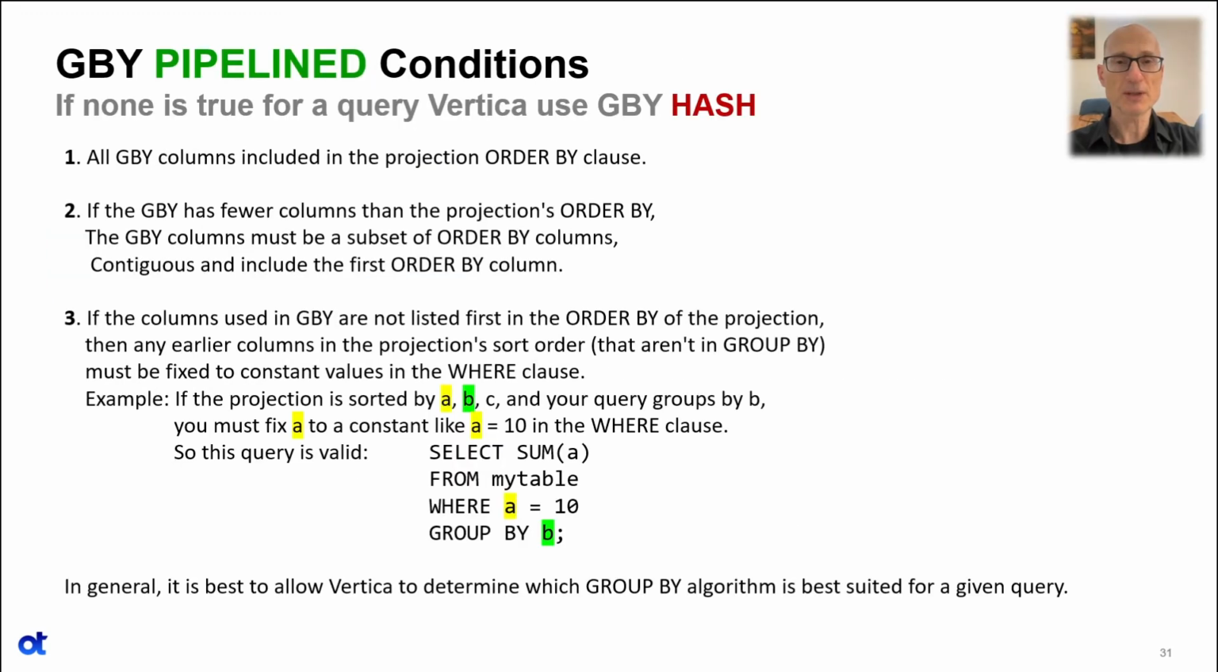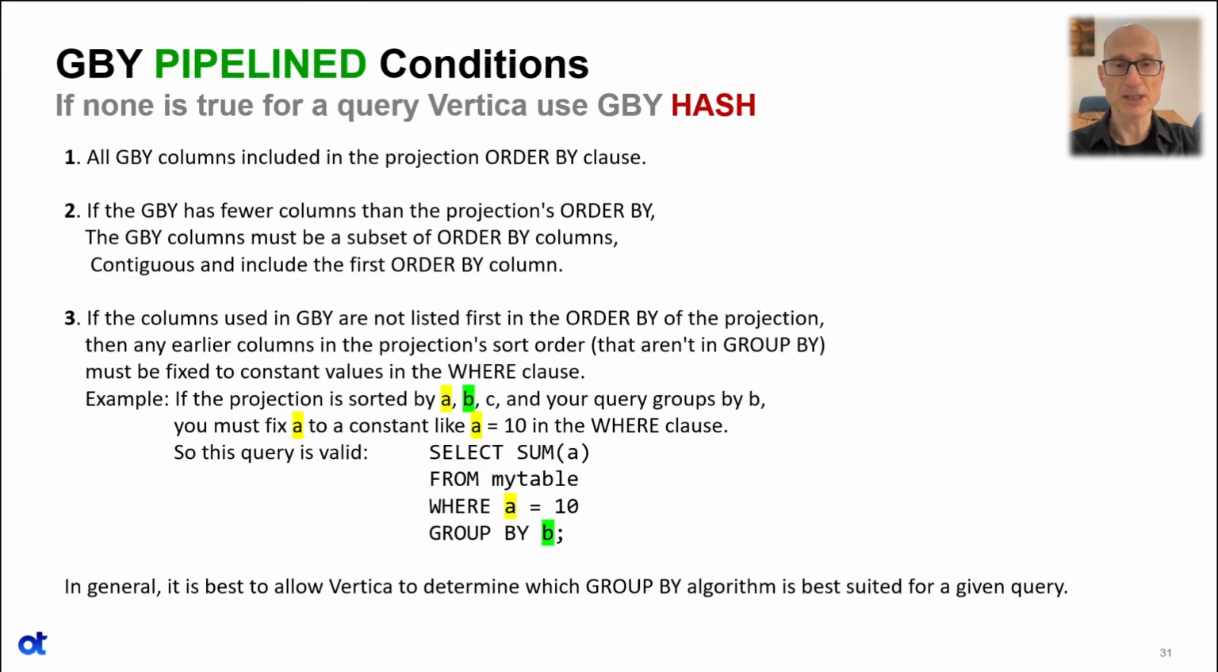For group by pipeline to be used, one of three conditions must be met. 1. All group by columns must appear in the order by clause. 2. If fewer group by columns are used, they must be a subset of the order by, starting from the first and be contiguous. 3. If group by columns are not first in the order by, the earlier columns must be compared to a constant using a where clause.